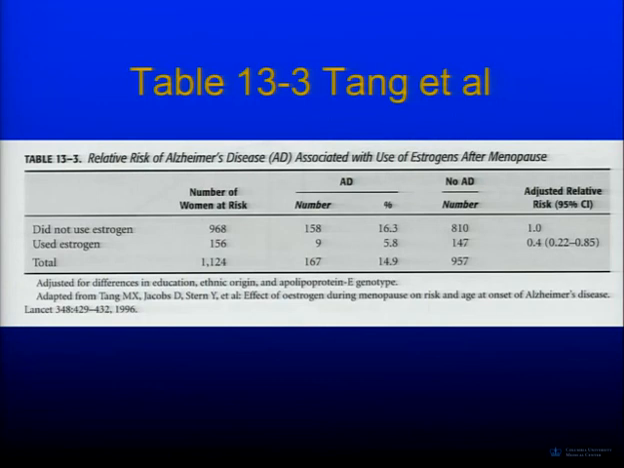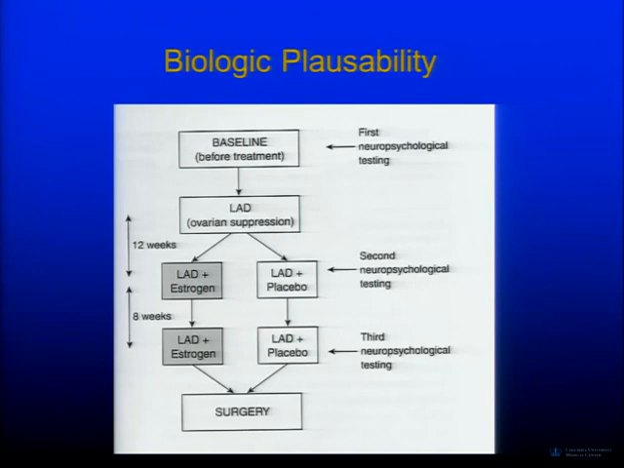And if we look at this data in table form, here is the relative risk of Alzheimer's disease in women associated with estrogen use. If you did not use estrogen, that's the default. The relative risk is 1. If you used estrogen, it goes down to 0.4, so like 60% protective, with a significant confidence interval. So all of these studies by about 1996 pretty much seemed to show that there was likely a relationship. And then we think about biologic plausibility.